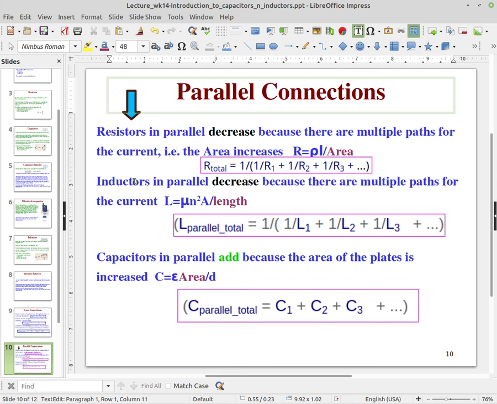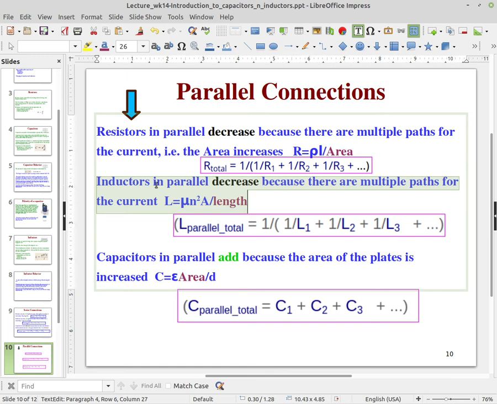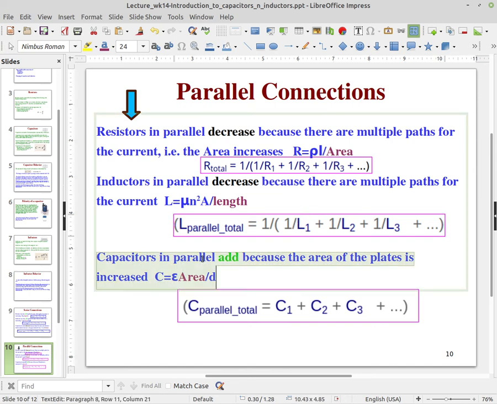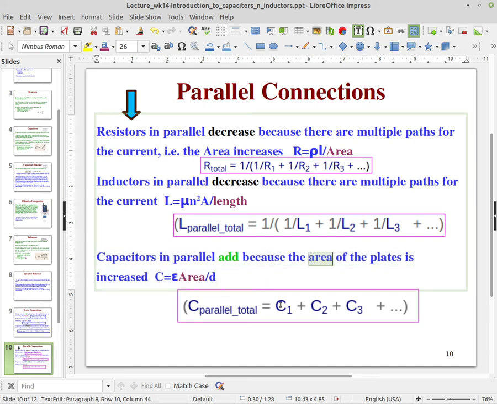So inductors, if they're in parallel, act pretty much like resistors. As far as combining inductances, they add in parallel with the reciprocal notation just like the resistors did. But capacitors, on the other hand, have parallel plates, and so if you put two capacitors in parallel, you're basically doubling the amount of plate that you have, and therefore your capacitors simply add together.